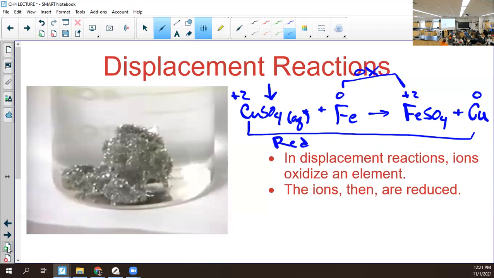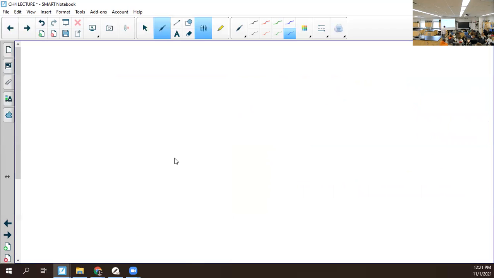Another one, I'll show you a video of this one. This one's way expensive to do because silver nitrate is really expensive. I'm guessing because of the nitrate. Just kidding.